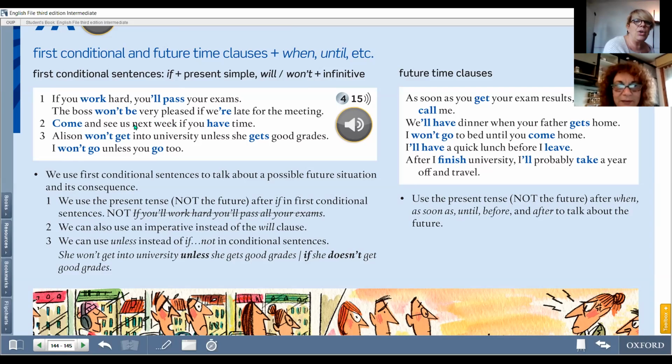The boss won't be very pleased if we are late for the meeting. We use the present tense and not the future after if in first conditional sentences. But we can also use an imperative instead of the will clause. And we can use unless instead of if not, but this is another thing.